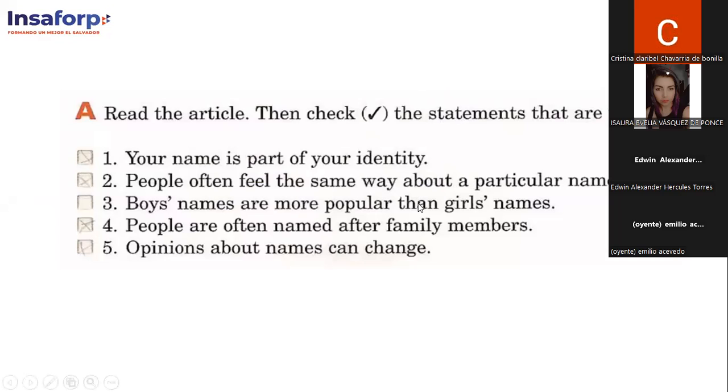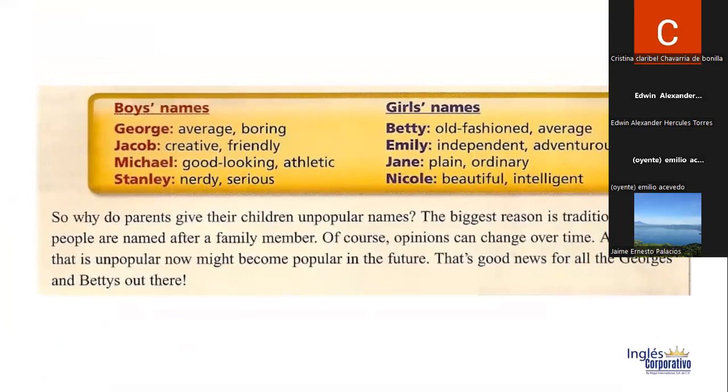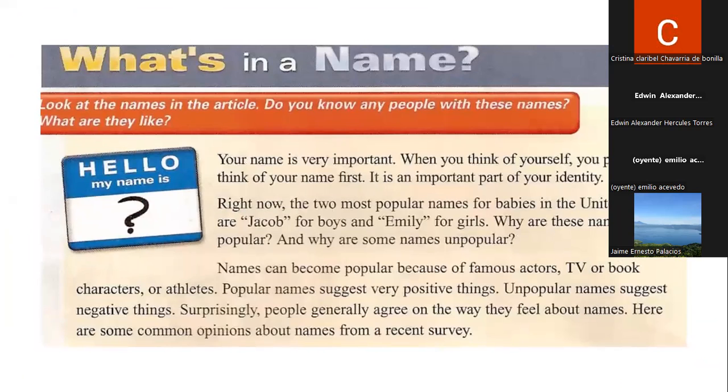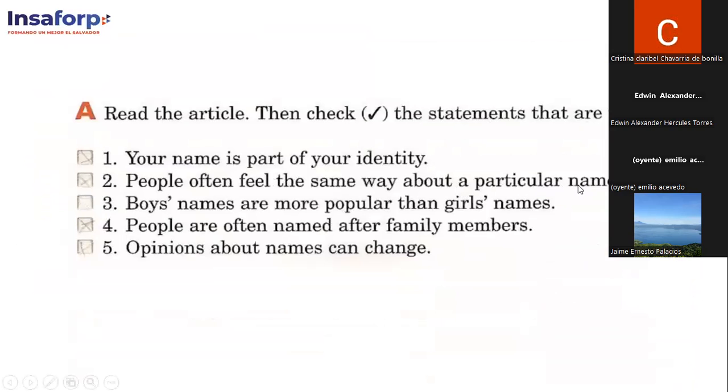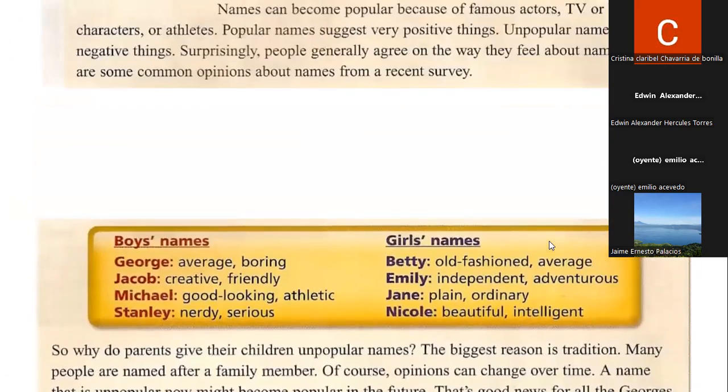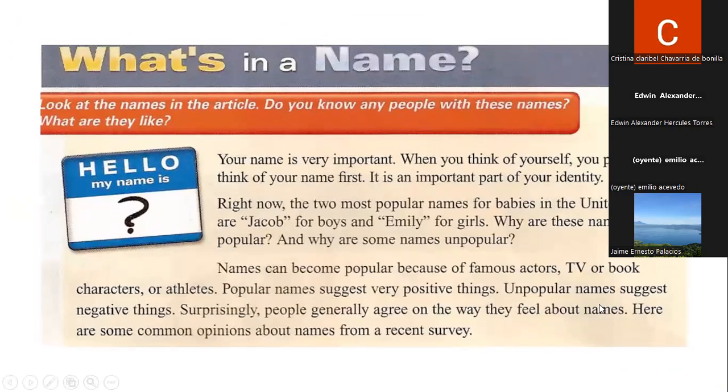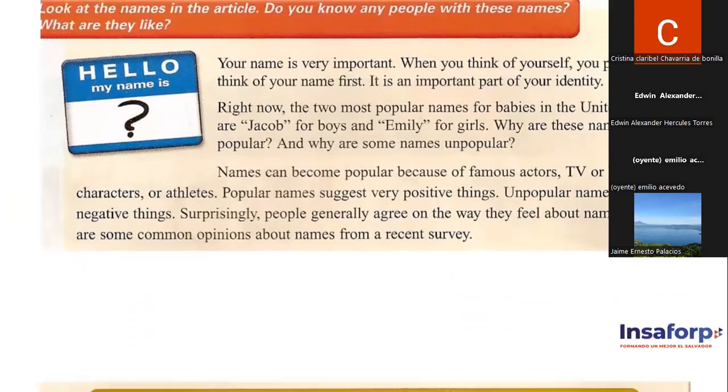Let's see, what do you think, others? Well, we say it's an important part of your identity. Names can become popular because of famous people. People generally agree on the way they feel about names. So, people often feel the same way about a particular name? It's true. False. True. For me, it's false. Well, it says here, people generally agree on the way they feel about names. So, surprisingly, it's true.